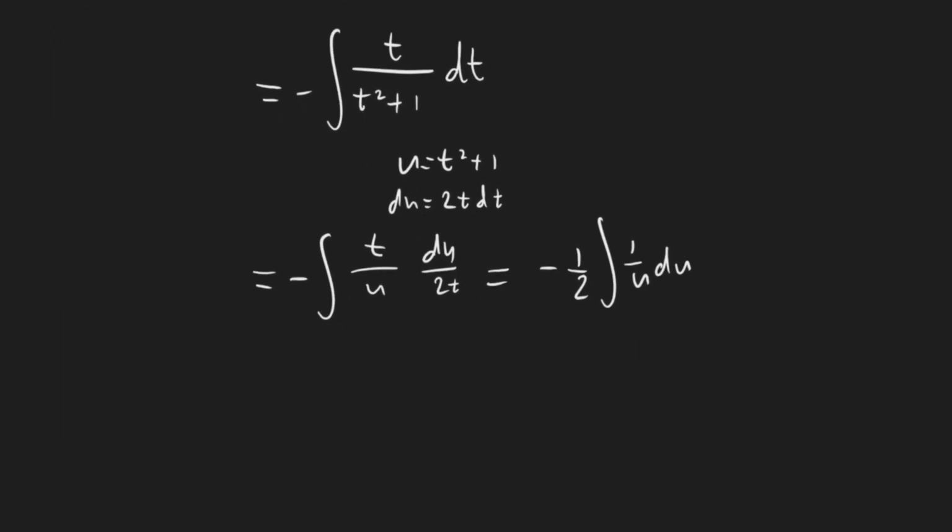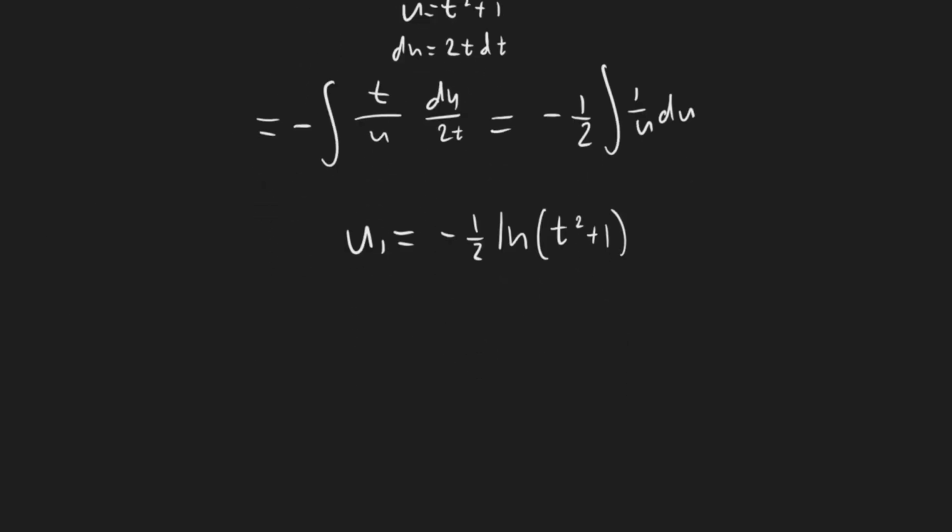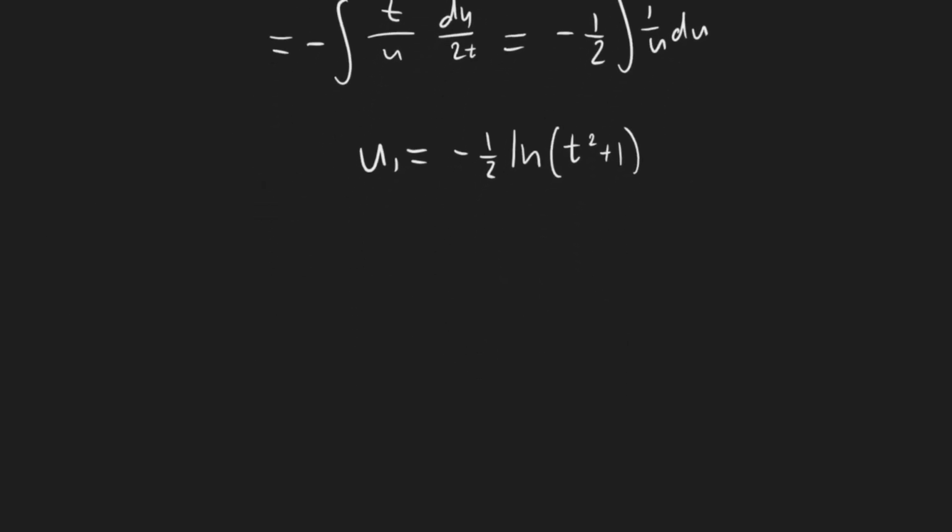Okay, so what is the integral of that? Well, that's just one that we know. That's just the natural log of u. And so what did we say u was? Well, we said it was t squared plus 1, like so. Okay, so this is actually going to be our nice u1, but now we need to do the same thing for u2. So let's go ahead and find u2.